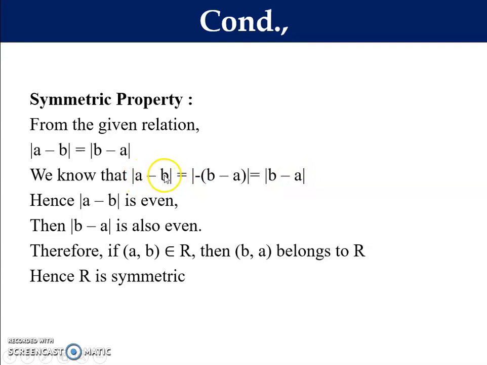From |a − b|, I can prove |b − a|. So |a − b| is even, therefore this |b − a| is also even. If (a, b) belongs to R, I can prove (b, a) also belongs to R. Since it is proving the symmetric concept, hence R is symmetric.